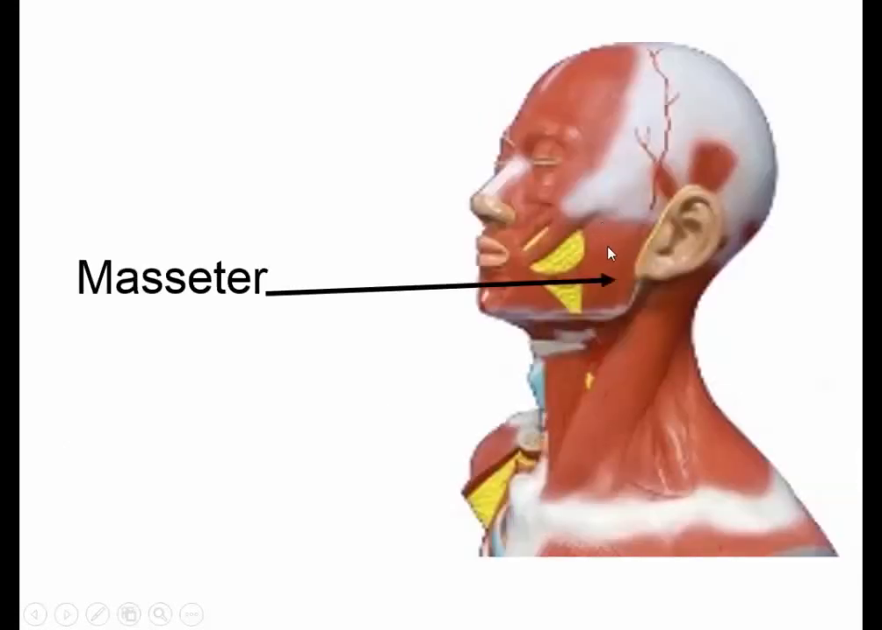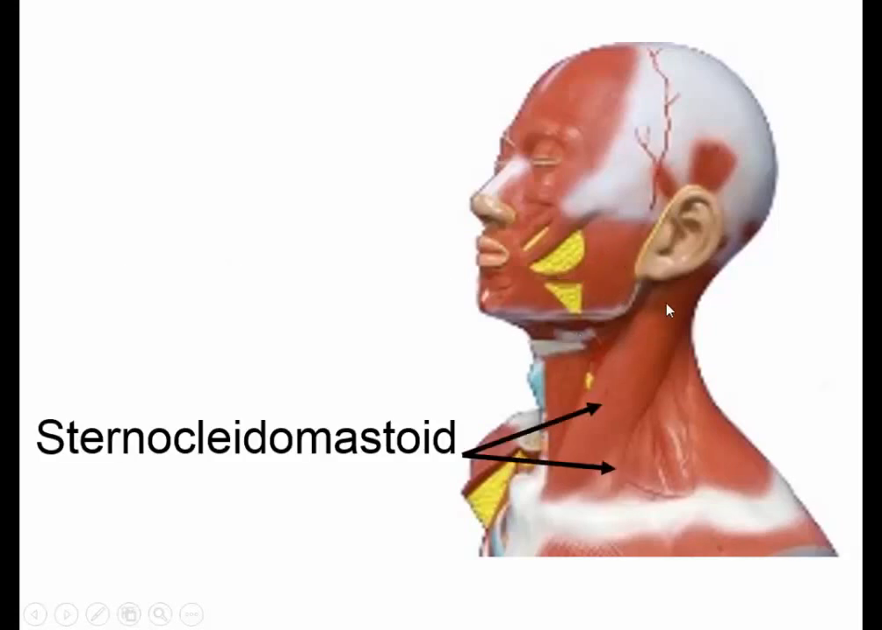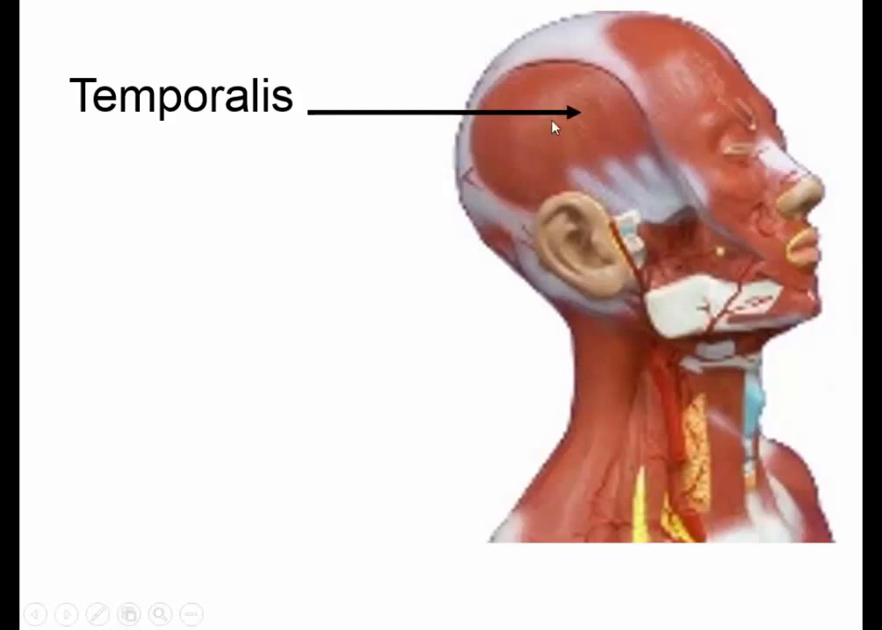Here from the side, we have this large jaw muscle. This is the masseter. This is involved in chewing. This helps you close your jaw. The sternocleidomastoid is attached to the sternum and the clavicle and to the mastoid process on the temporal bone. This muscle, when it contracts, allows you to flex your neck. The temporalis muscle is this large muscle on the temporal bone. This is also involved in jaw closure.